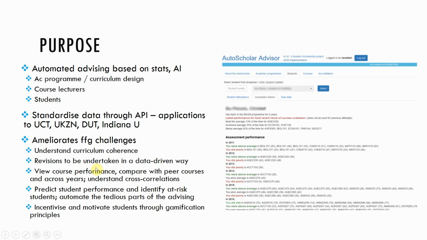It can help us understand the performance of our courses, help us compare a course with its peers and across the years and understand the cross correlations among courses. Are there unexpected correlations or lack of correlation, as we'll see later? It also helps us predict student performance and identify those students that may need additional support. It can help us automate the tedious parts of advising. So the frequent queries that should really be automated, it goes ahead and does that.